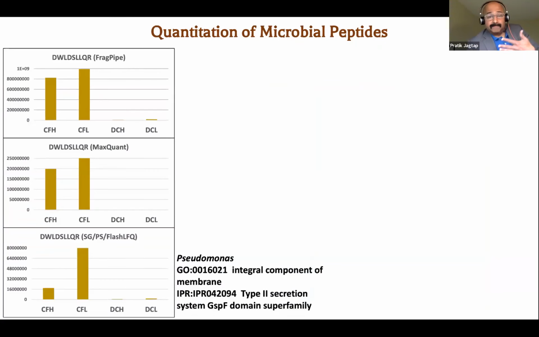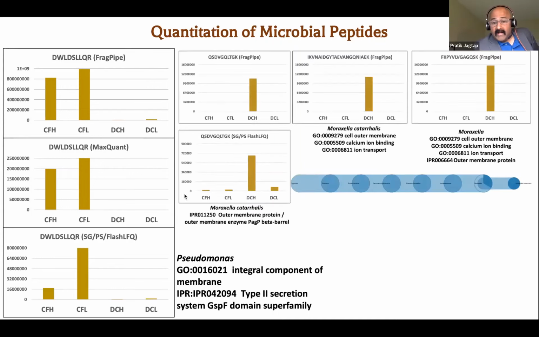We also looked at the quantitation of these peptides, and shown here is an example of one such peptide from Pseudomonas, wherein you can see that they were much more abundant in the CF samples as compared to the DC samples. On the other hand, we also found a few peptides that were detected in only the DCH samples and nothing else.